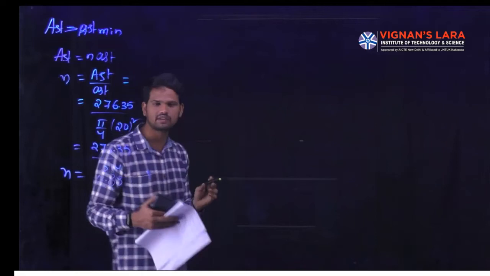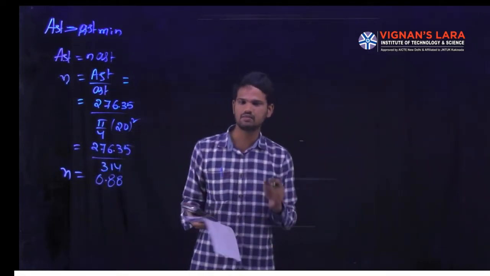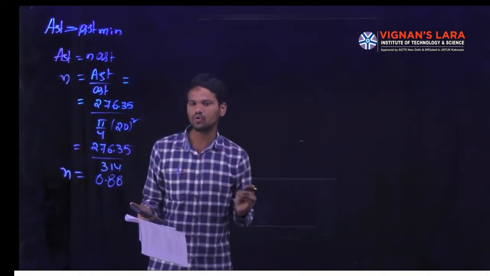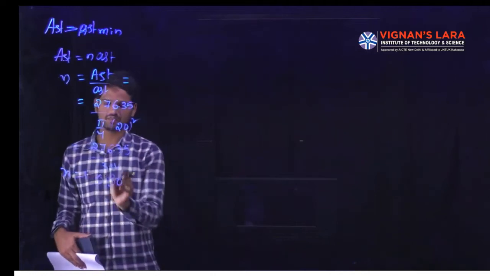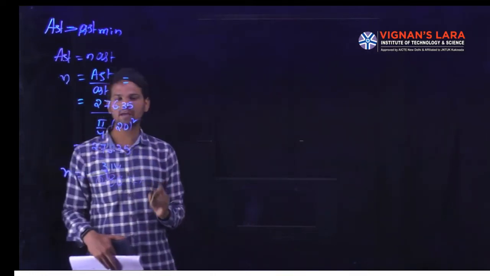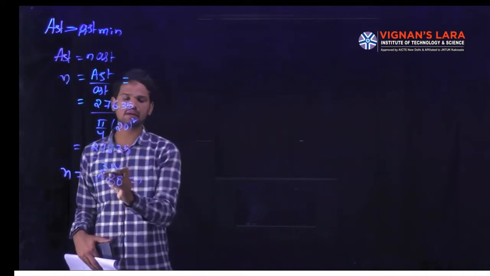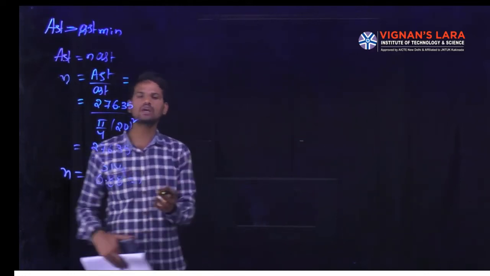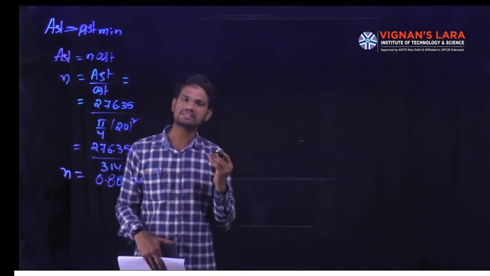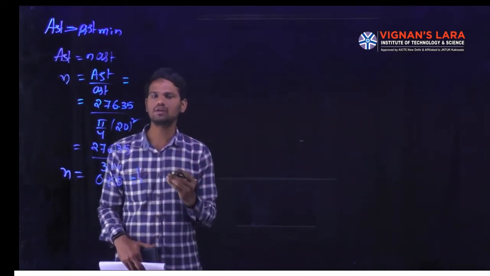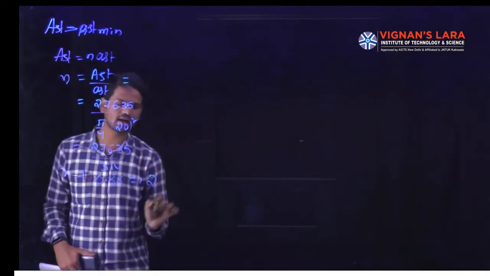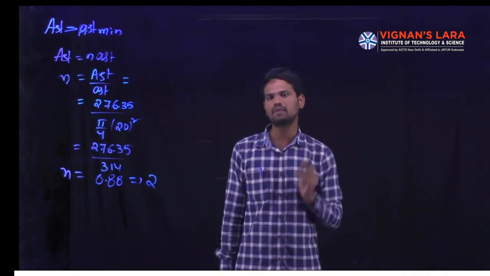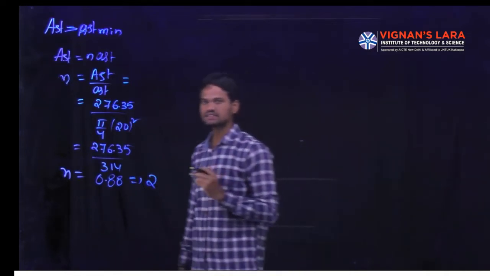We have to provide bars always as whole numbers. If you get 1.2 or 1.3, we have to round it to either 2 or 3 based on our requirements. Here, based on the diameter of the bar, we get 0.88 bars, which is not advisable. We cannot provide 0.88. Hence we have to provide either 1 bar or 2 bars. Here I am using 2 bars of 20 mm diameter in the tension reinforcement.